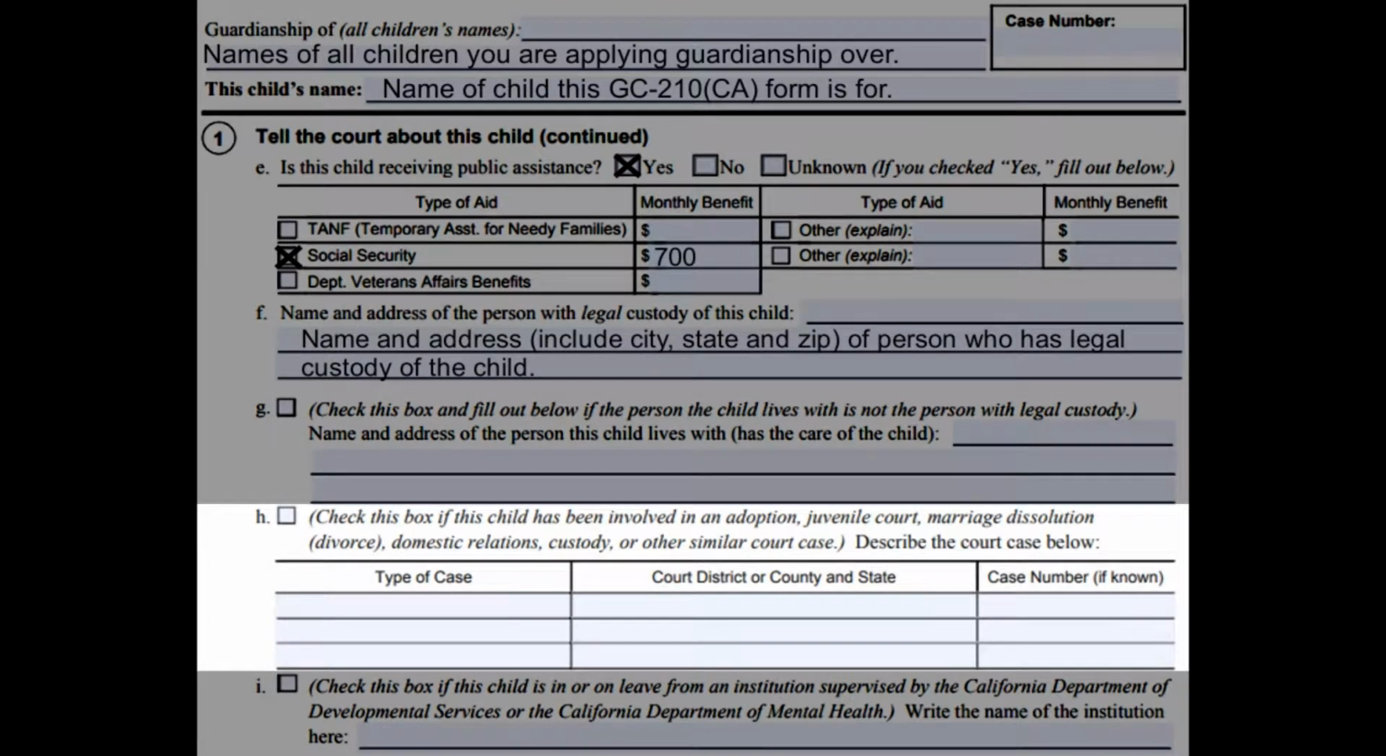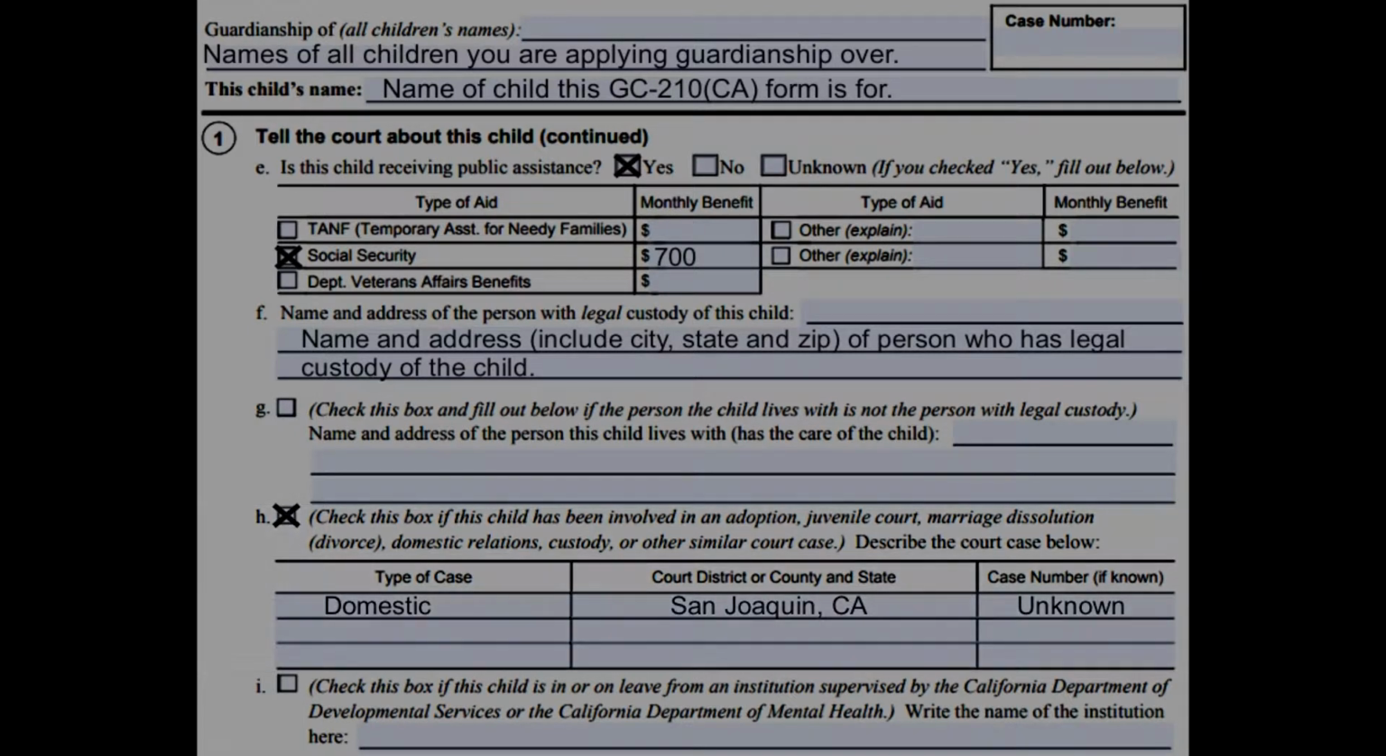If the child has been involved in an adoption, juvenile court, marriage dissolution, domestic relations, custody, or other similar court cases, check letter H and describe the court case below. If the child is in or on leave from an institution supervised by the California Department of Development Services or the California Department of Mental Health, check box I and write down the name of the institution.